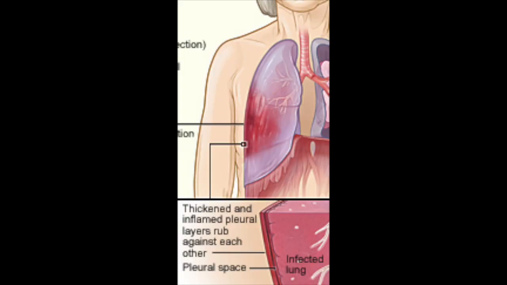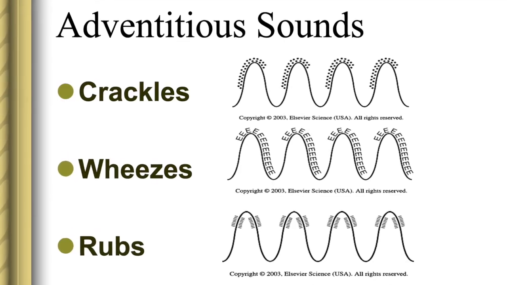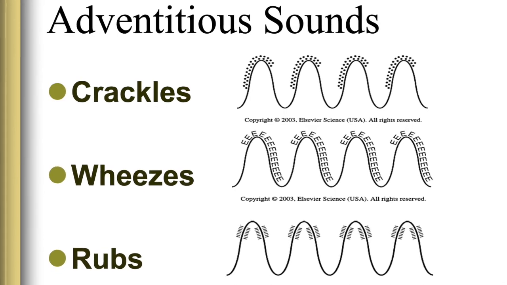And it tends to occur on inspiration as well as expiration. It usually means that the pleura are rubbing against each other, either from inflammation or lack of fluid somehow in that pleural space. And for that reason, it's often associated with pain. You'll see rubs associated with pain frequently. So those are your adventitious sounds: crackles, wheezes, and rubs.